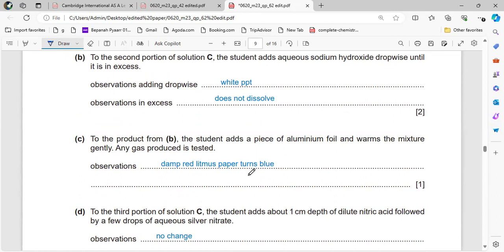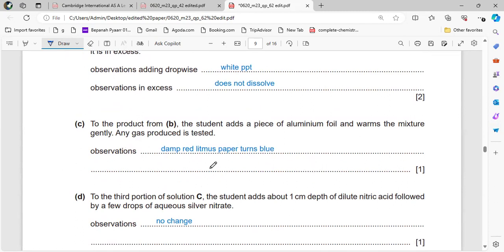Here many students get confused when they are asked that any gas produced is tested. They write the name of the gas which is produced. So students write ammonia, which is wrong. They are asking for the test which you have performed. What are the observations for that test? The observation is damp red litmus paper turns blue.